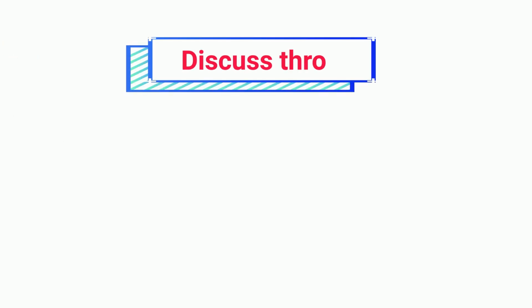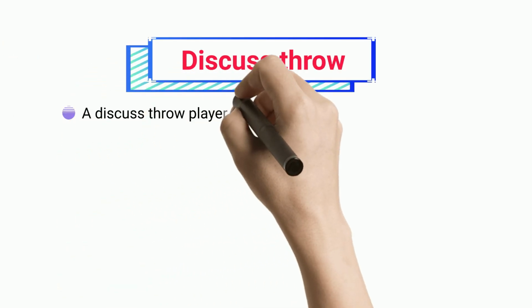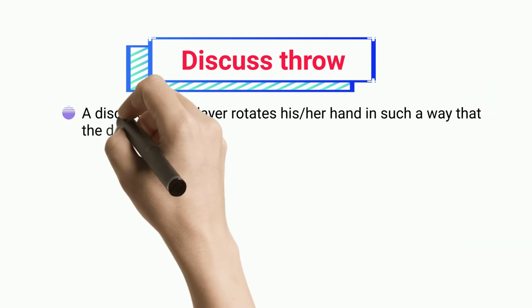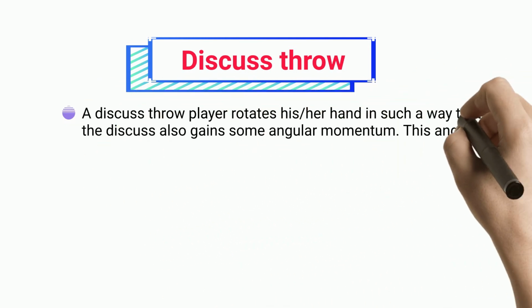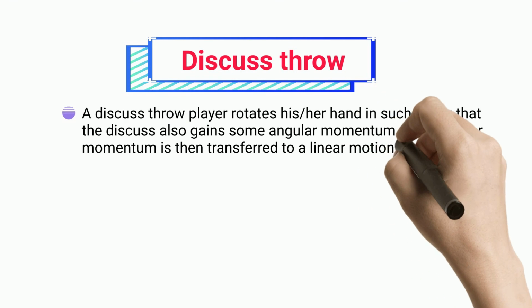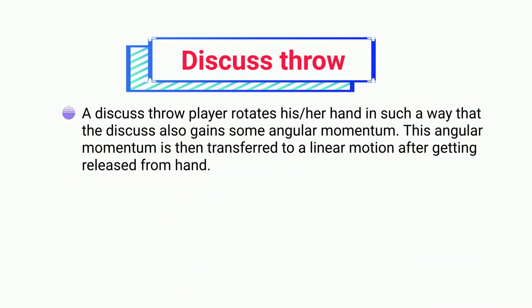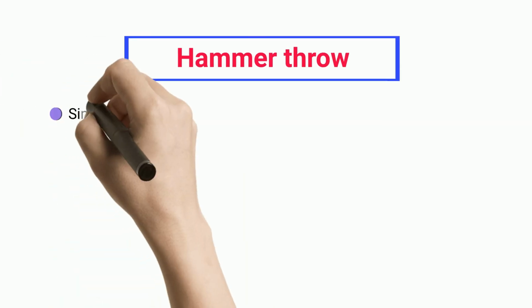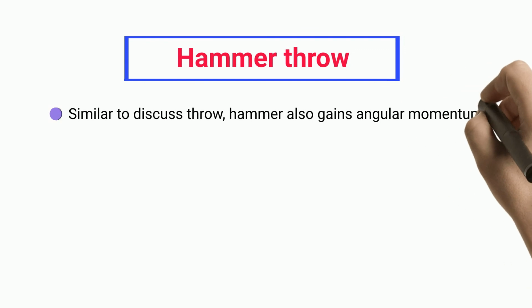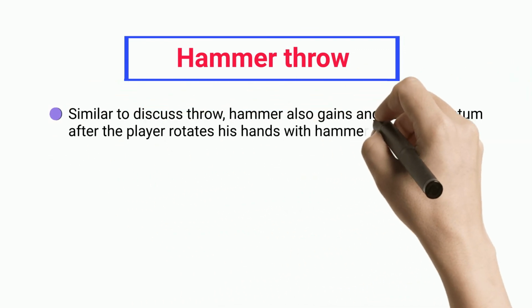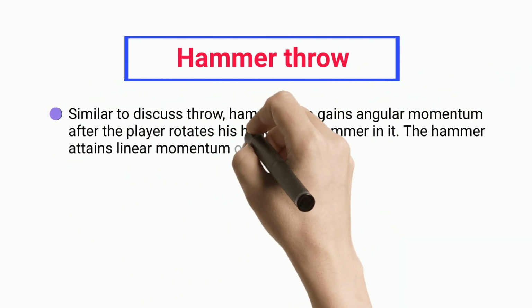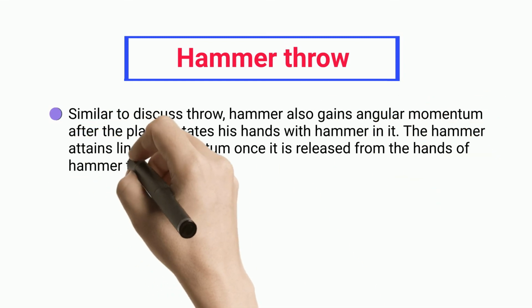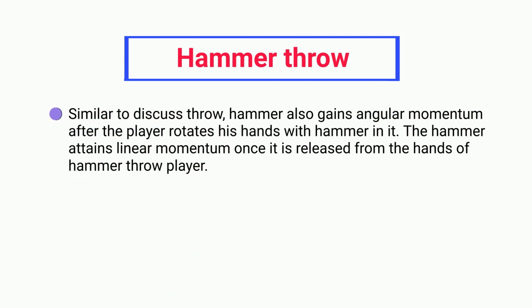Discus throw. A discus throw player rotates his or her hand in such a way that the discus also gains some angular momentum. This angular momentum is then transferred to a linear motion after getting released from the hand. Hammer throw. Similar to discus throw, the hammer also gains angular momentum after the player rotates his hands with the hammer in it. The hammer attains linear momentum once it is released from the hands of the hammer throw player.